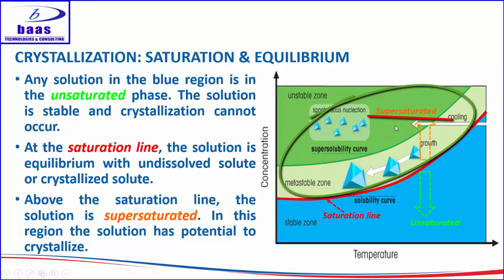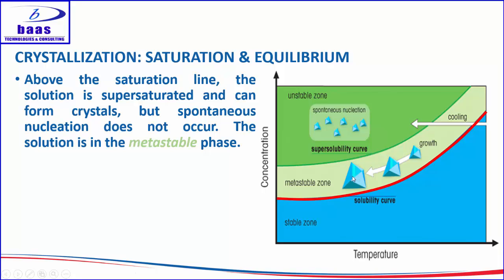the solution is supersaturated. In this region, the solution has a potential to crystallize. In theory, a solution above this line will crystallize and start to form crystals. In the supersaturated phase, we have two zones. The first is the metastable zone, and the second is the unstable zone.